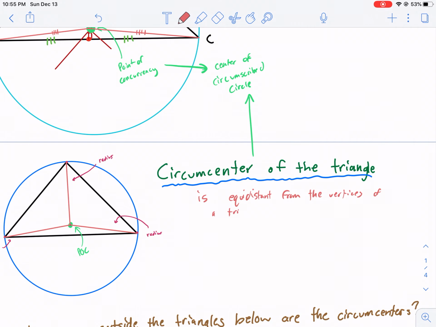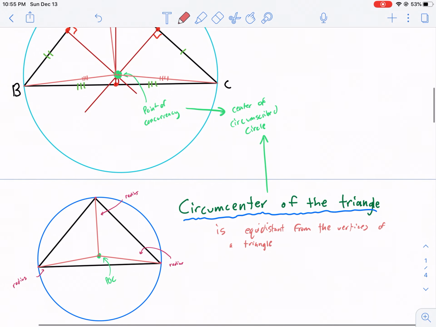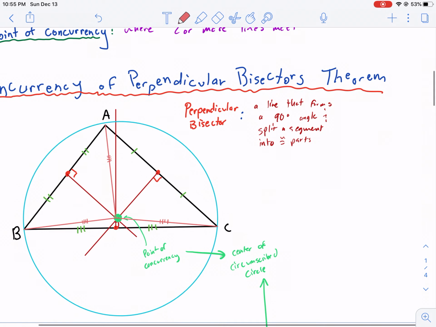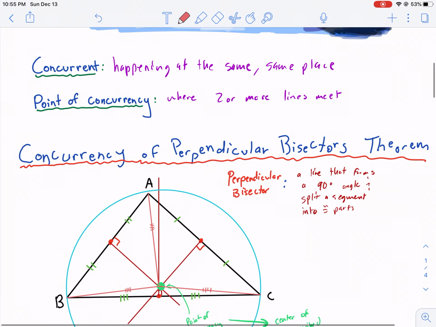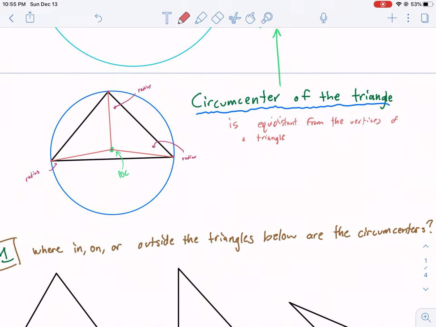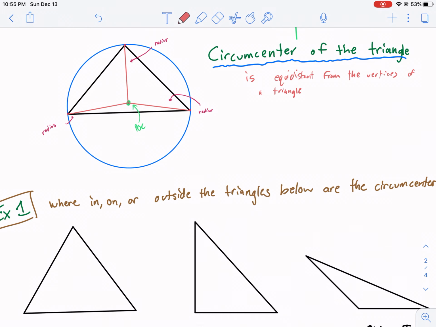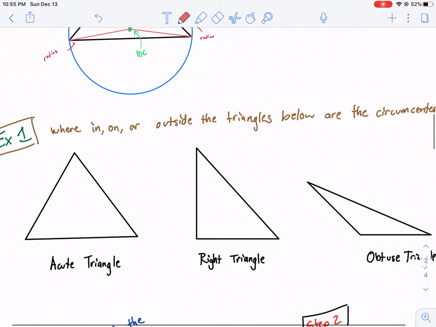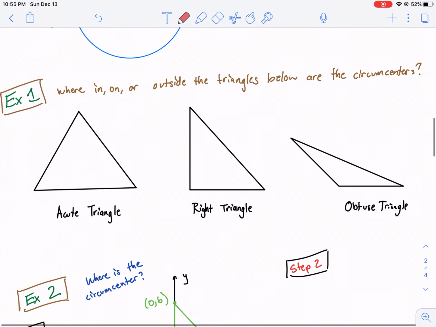Okay, so any triangle that you draw, and you draw a circle around it, the center of that circle will be the same distance away from the 3 vertices of the triangle. I think that's pretty cool. So that is the circumcenter of the triangle. Circumference means to go around. Circumcenter, draw a circle around. And the center of that circle will be the point of concurrency of the perpendicular bisectors.